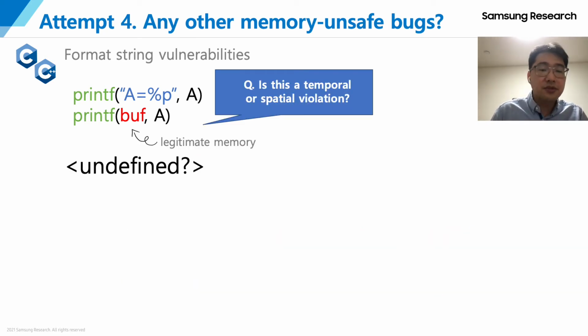So, the format string vulnerability sounds like an interesting class of bug. But is it really a temporal violation or a spatial one? Does the language say anything about such usage? It simply passes a legitimate buffer to the printf function. Why do people think it causes undefined behavior and a memory safety issue?